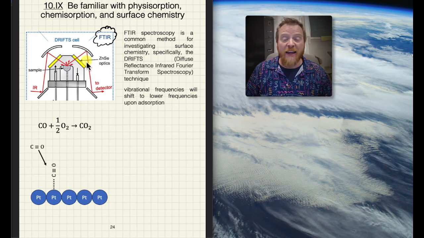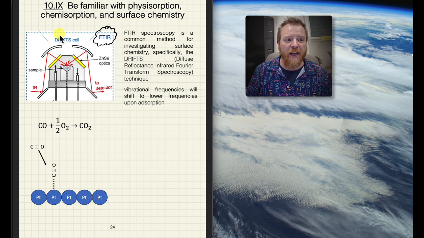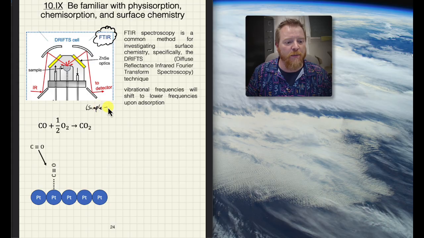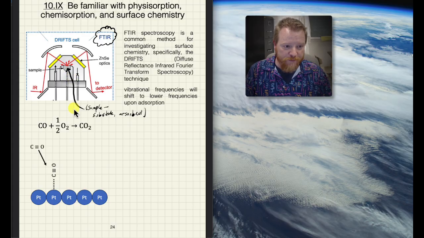So this is not any special type of spectroscopy. It's just regular old FTIR spectroscopy. However, it is a very special type of sample holder. In a DRIFTS cell, we will place a solid sample of interest, which is our substrate or our adsorbent, and that will be located right here in our sample holder.